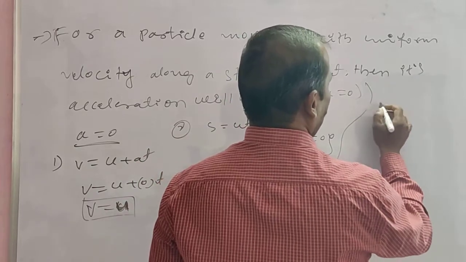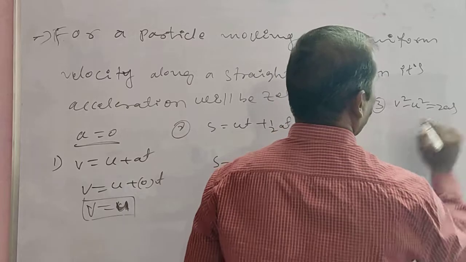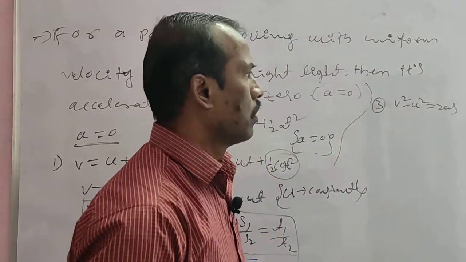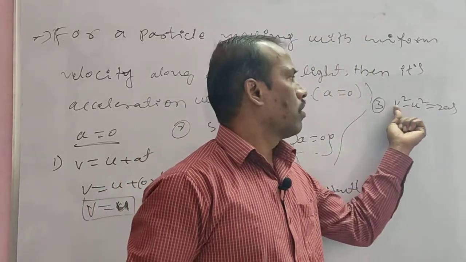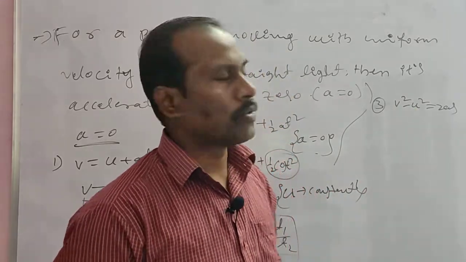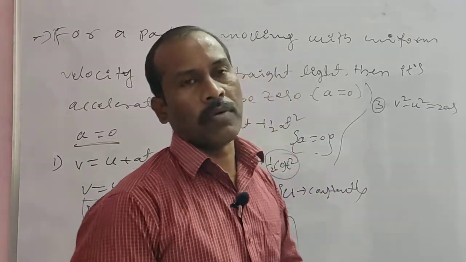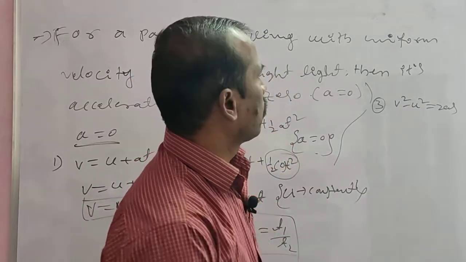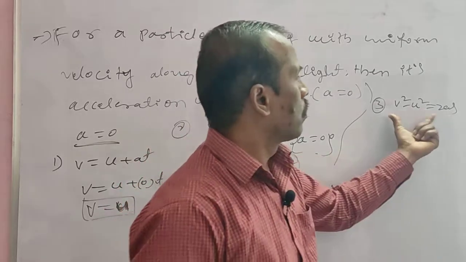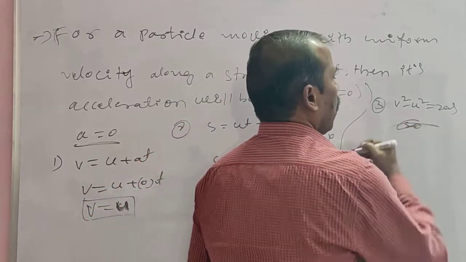Next case, the third kinematic equation, v square minus u square is equal to 2as. In this case the final velocity is equal to the initial velocity, both are the same. So the displacement comes to 0. Here a is 0, so totally s is equal to 0. The displacement is 0.